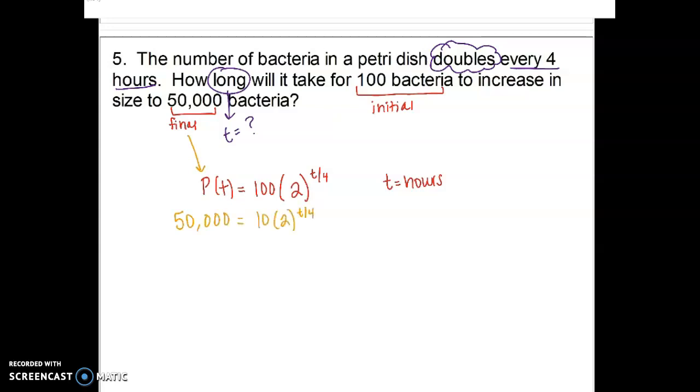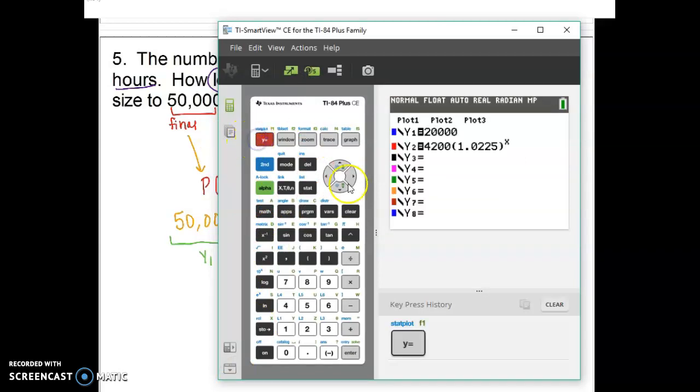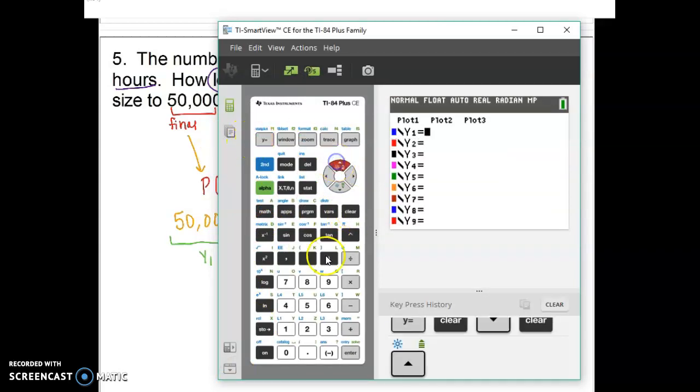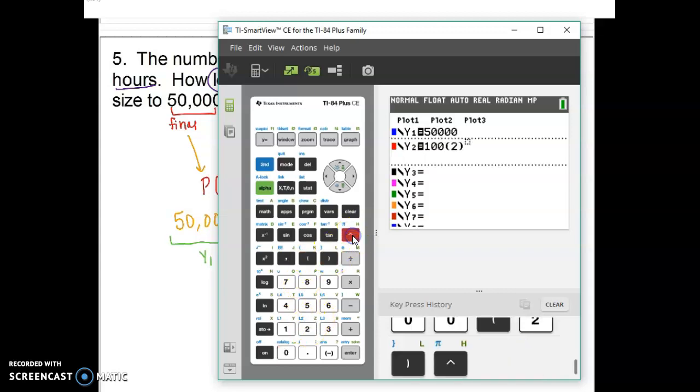Because we're not just plugging in, we're trying to figure out when two things are equal, we're going to use the graph on our calculator. We're going to have y1 and y2. So if you pull up your calculator, go to y equals. In y1, I'm going to put my 50,000. And in y2, we're going to have 100, parentheses 2 to the exponent. And the exponent is t divided by 4. So x divided by 4.